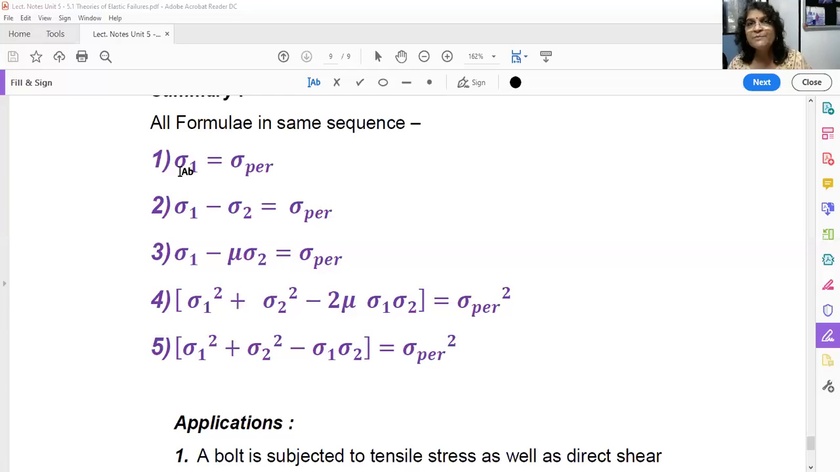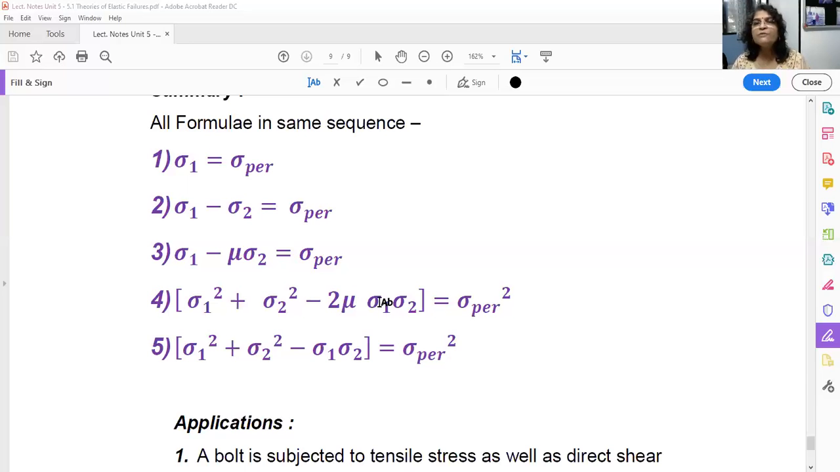Okay. So simplest statement first. Now it is very easy to remember. First is only sigma 1, second is sigma 1 minus sigma 2, third is sigma 1 minus mu sigma 2, fourth is sigma 1 square plus sigma 2 square minus 2 mu sigma 1 sigma 2, and fifth is sigma 1 square plus sigma 2 square minus sigma 1 sigma 2. No 2 mu is there. You can remember as per your way. And on the right hand side it will be sigma permissible, sigma permissible, sigma permissible. Here it is square, that's why on the right hand side also it is a square.